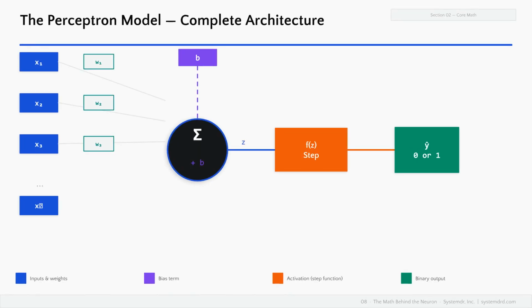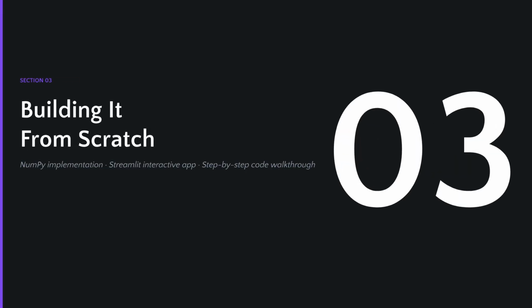This diagram shows the complete perceptron architecture. Inputs are multiplied by weights, summed together with the bias in the cell body, and pass through the step function to produce the binary output, 0 or 1. This simple model is the core building block of all modern deep learning. Now we translate this architecture into Python.